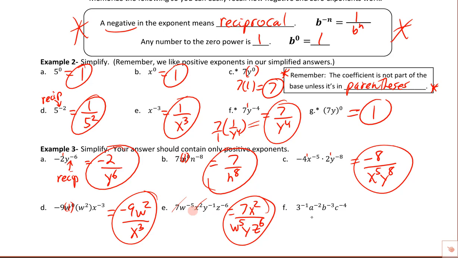Okay, last one. Take a look at this. We've got a 3 to the -1, a to the -2, b to the -3, and c to the -4. So let's take a look. Remember, we said anything with a negative exponent, we've got to use that reciprocal idea. So the reciprocal here would be 3. I could put to the 1st power, but I'm just going to put 3. A to the 2nd would be on the bottom, b to the 3rd would be on the bottom, and c to the 4th would be on the bottom. And then we've basically moved everything.